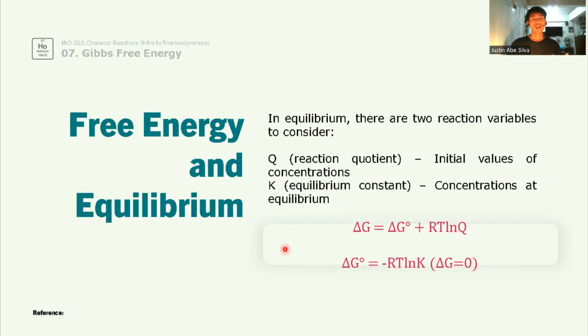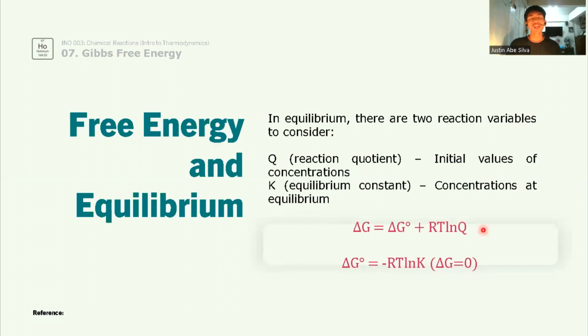So Q, or the reaction quotient, is the initial value of concentration. This means that before the reaction goes into equilibrium, we are going to consider the initial values, or the beginning values, of the concentrations of the reactants for the reaction quotient, or Q. If we're talking about the equilibrium constant, we are going to use the concentrations at equilibrium for the reactants. Okay? So to differentiate these two, let's use the formulas below.